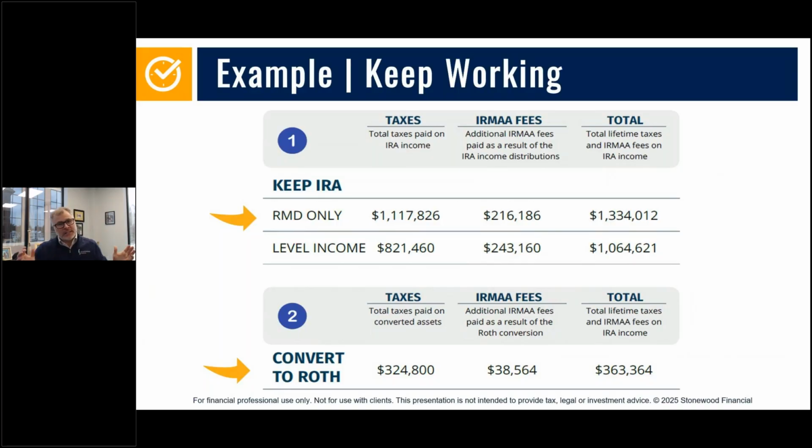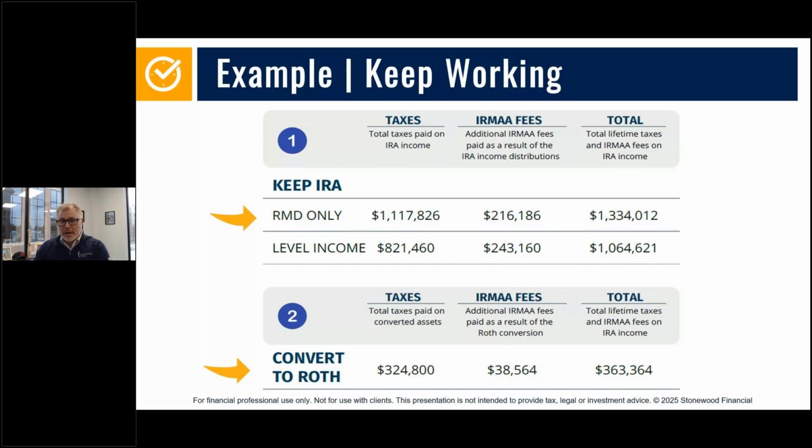See, this is the value of bringing IRMAA into this conversation and understanding the levers to pull when we're running our reports. It's not just about your current situation, it's what could be. And if we could continue to work, man, we really need to look at Roth conversions here.